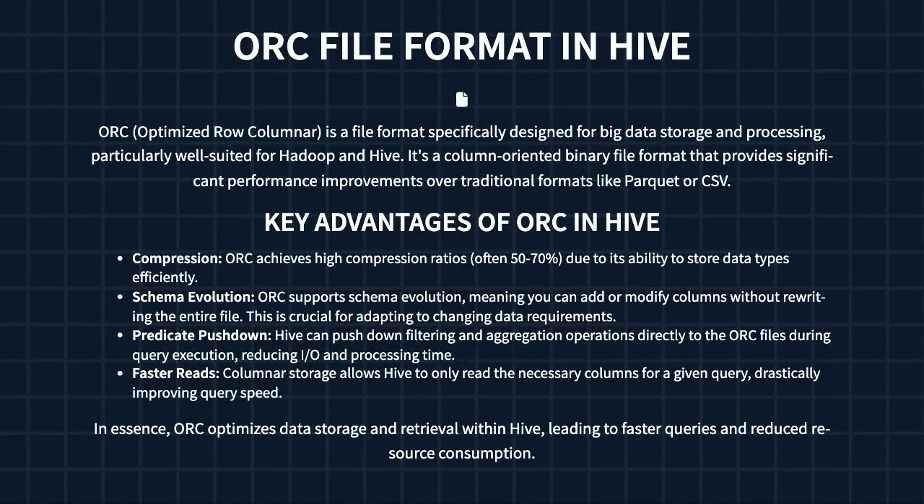Okay, let's talk about ORC, optimized row columnar. Think of it as a super efficient way to store data in Hive. Instead of storing rows one after another like a spreadsheet or CSV, ORC stores the data by columns. This means when you're running a query that only needs a few specific columns, Hive doesn't have to read the entire row, just those columns. It also compresses the data really well, saving space and time. Plus, if your data schema changes, let's say you add a new column, ORC makes it easy without needing to rewrite everything. It's a big win for performance and flexibility in Hive.